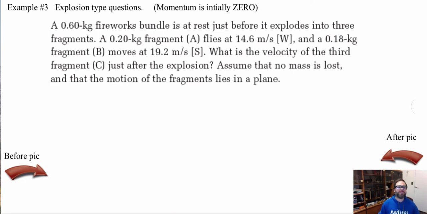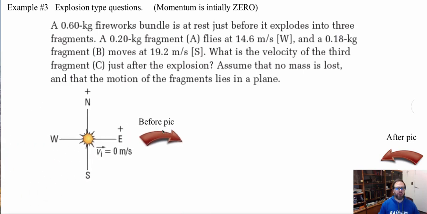So let's take a look at our first question here. We have a 0.60 kilogram fireworks bundle at rest just before it explodes into 3 fragments. A 0.2 kilogram fragment A flies at 14 meters per second west, and a 0.18 kilogram fragment B moves at 19.2 meters per second south. What is the velocity of the third fragment just after the explosion? So here we're going to assume that no mass is lost or anything like that. All the fragments are staying the same.